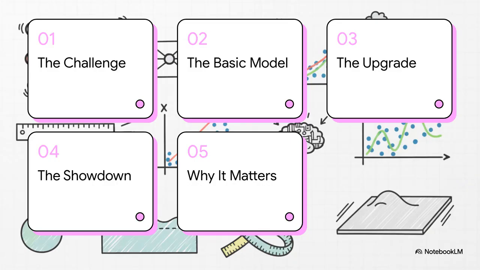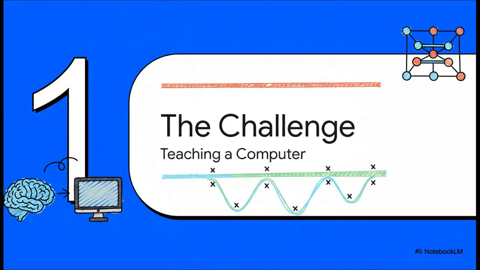So here's the plan. We'll start with the challenge we're trying to solve. Then we'll build a really basic model, and honestly, watch it fail. After that, we'll give it a serious upgrade, pit the two models against each other in a showdown, and then we'll get into why this one little difference is really the key to understanding all of modern AI. Okay, first things first, the challenge.